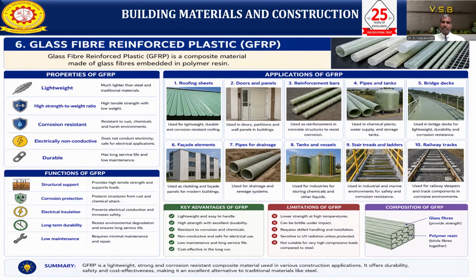So finally, GFRP is a lightweight, strong, and corrosion resistant composite material that we have started to use in various construction applications. It offers durability, safety, and cost effectiveness, making it an excellent alternative to traditional materials like steel. So nowadays, many people have started using GFRP instead of traditional materials.